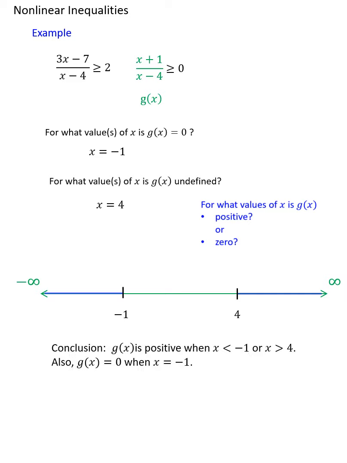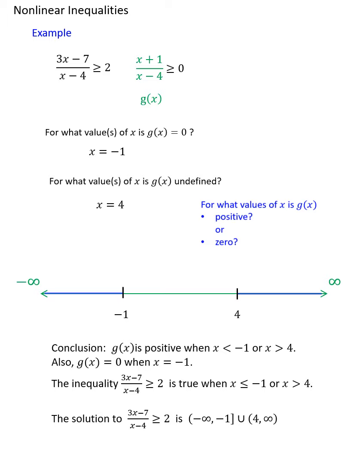So in conclusion, we've discovered that the function g is positive whenever x is less than 1 or greater than 4, and also that g is 0 when x is -1. Here's a restatement of that conclusion. The original inequality is true when x is less than or equal to -1, or x is greater than 4. In other words, the solution to our original problem is the union of intervals -infinity through -1, inclusive of -1, and 4 through infinity.